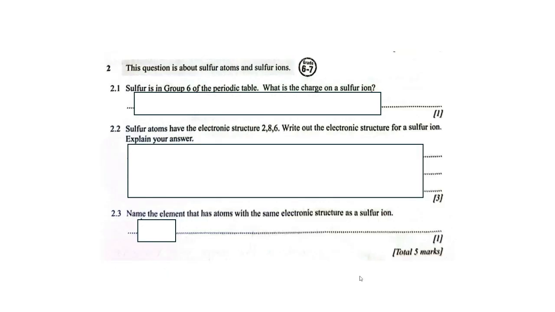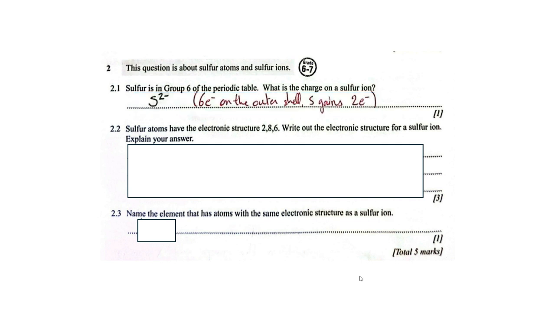This question is about sulfur atoms and sulfur ions. Sulfur is in group 6 of the periodic table. That means it has 6 electrons in its outer shell. That means it wants to gain 2 in order to get a full outer shell, forming 2 minus. S2 minus is a sulfide ion.